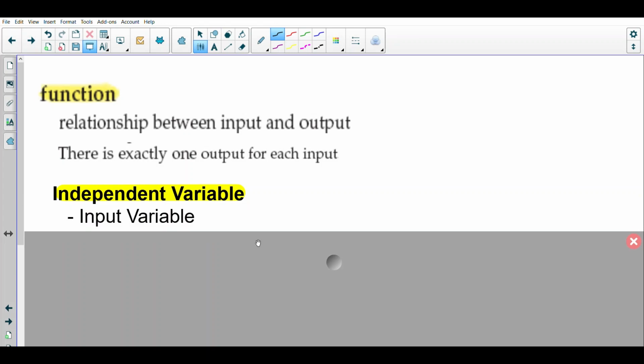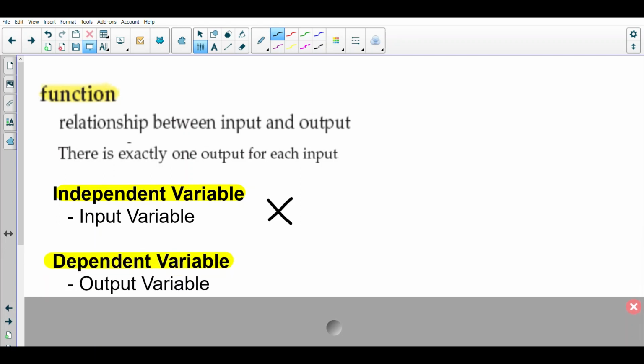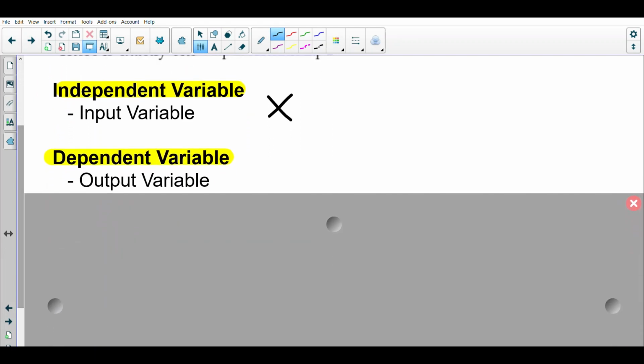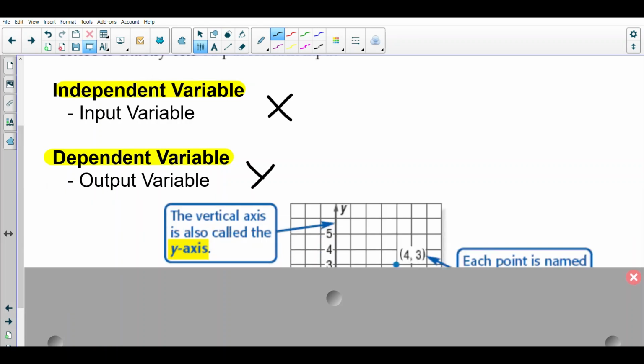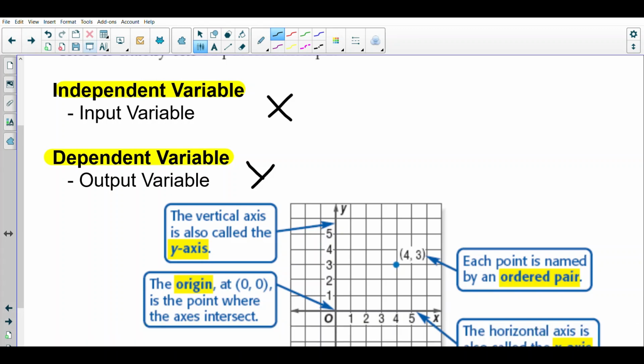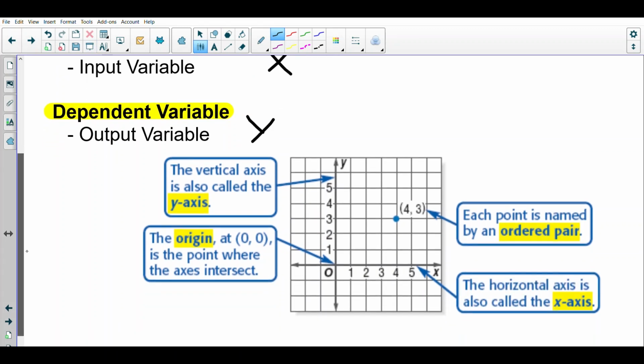The independent variable is what we call the input variable. That's typically associated with the variable x. Now, it can really be any variable, but in general, we say it's x. The dependent is the output. That is typically associated with the y variable. And that's where the axis of the rectangular coordinate system comes from.